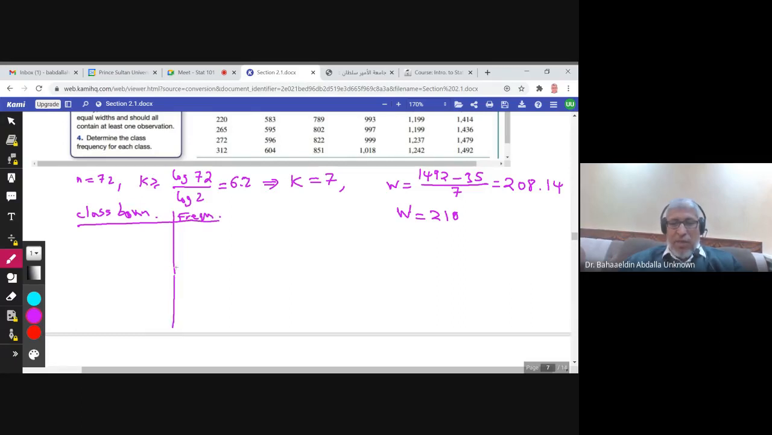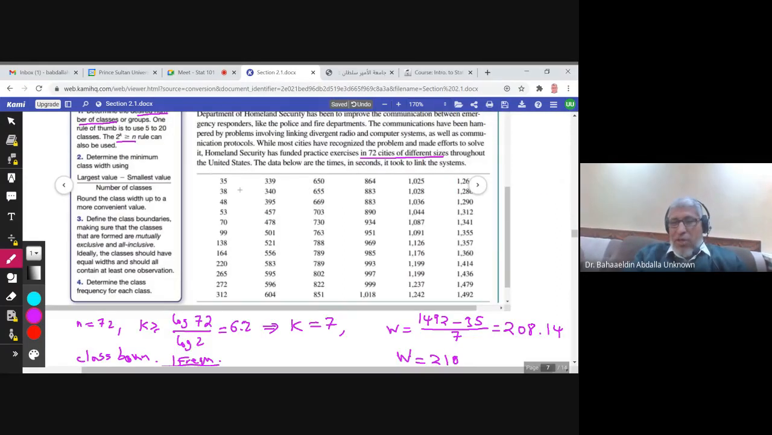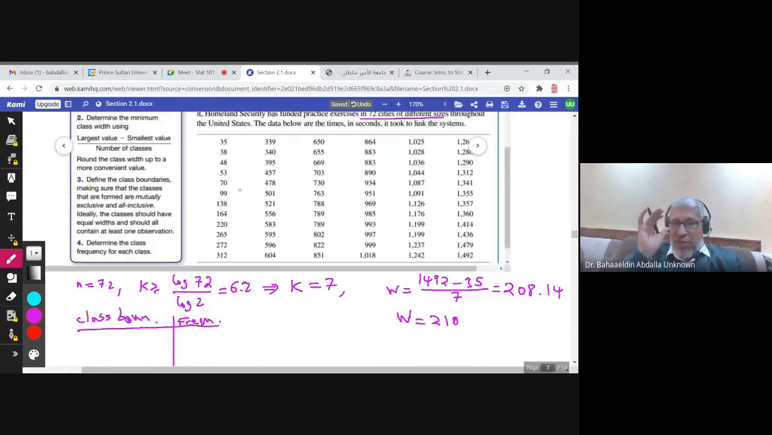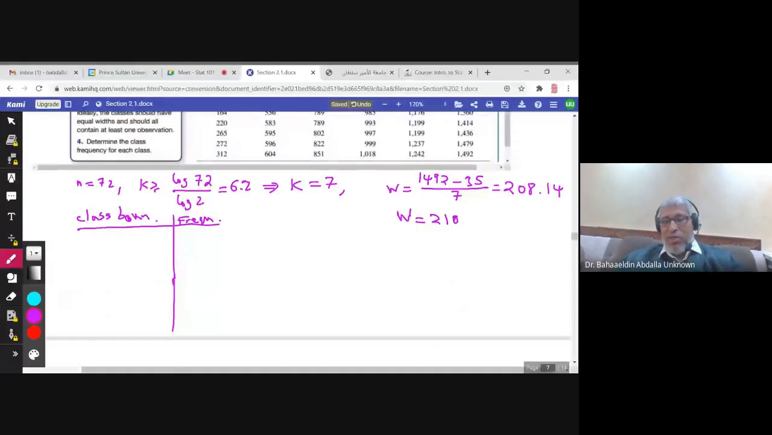Now, I need to start. From where should I start? You can start from 35, you can start from 30, you can start from 20. Anything below 35, because 35 should be included. You cannot start from 36 or 40, because then 35 will not be included, and all the data should be included. So I will start from 30.